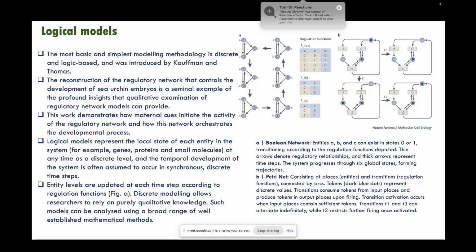So these logical models represent the local state of each entity in the system. Say, for example, you want to represent the entity of a gene. If it is getting expressed, you put it as one. If it is not getting expressed at all, you put it at zero. If it is in some other condition that it is following, you can put it in another class variable.